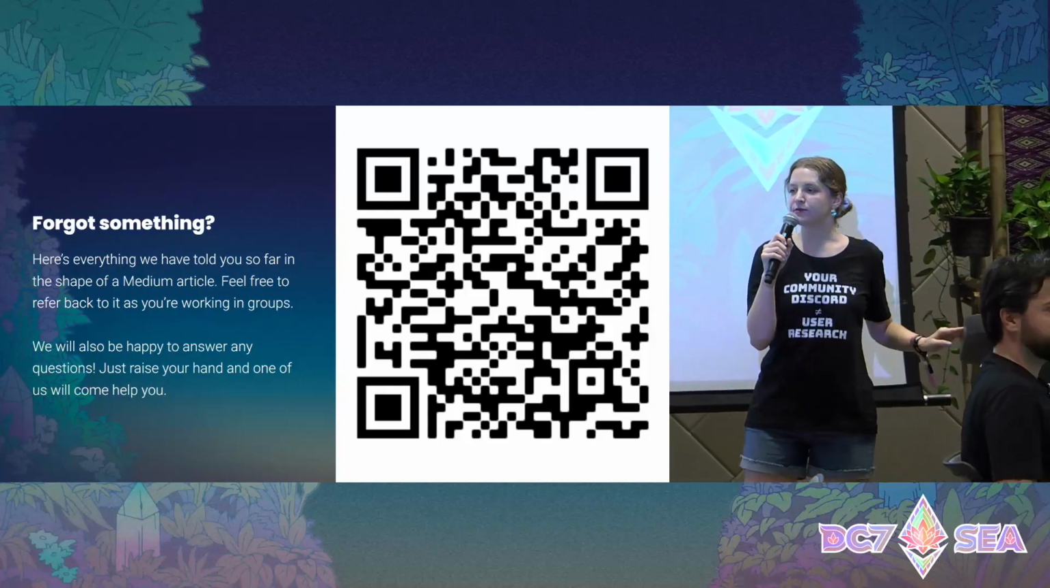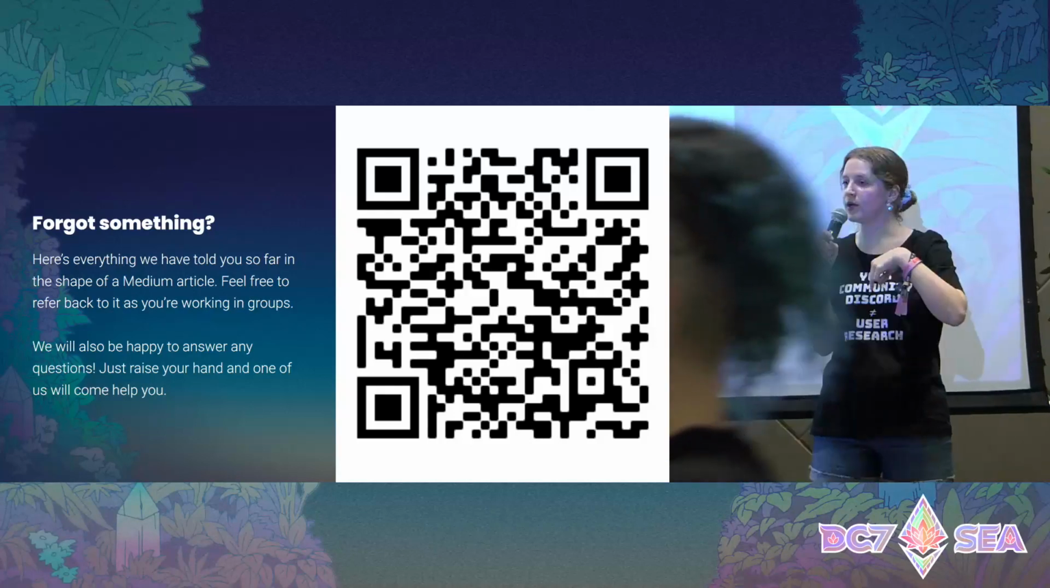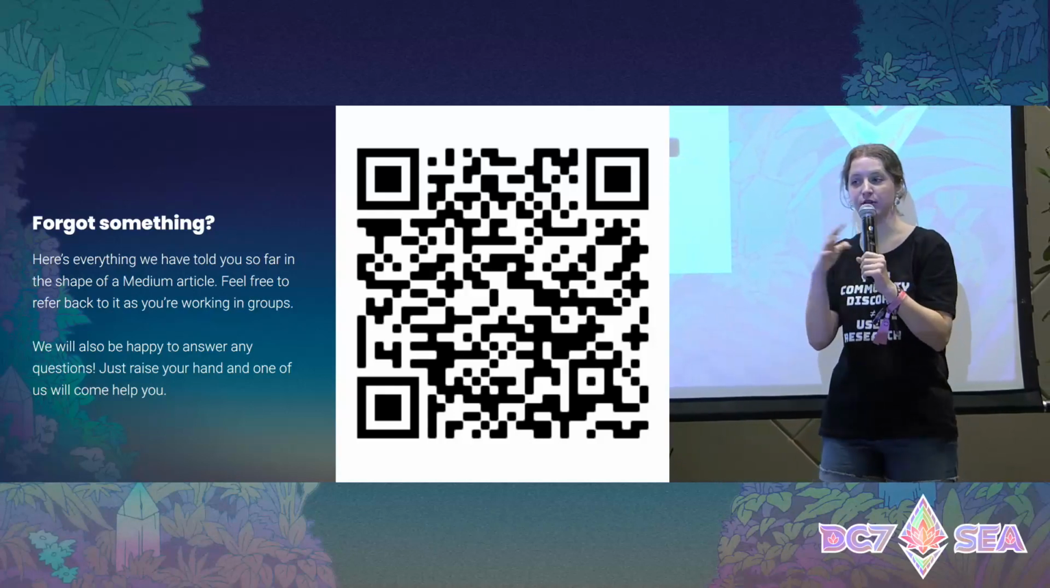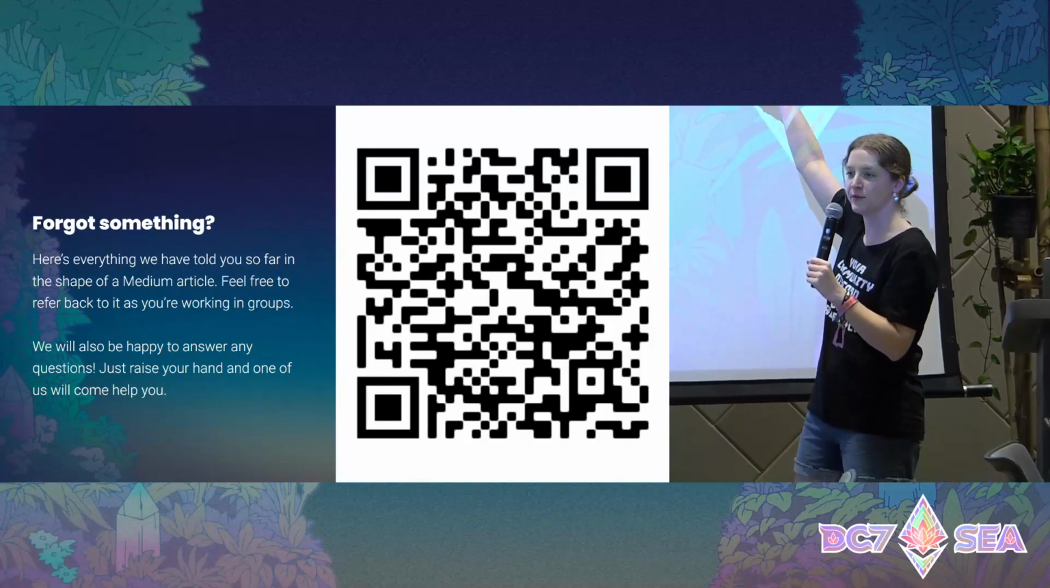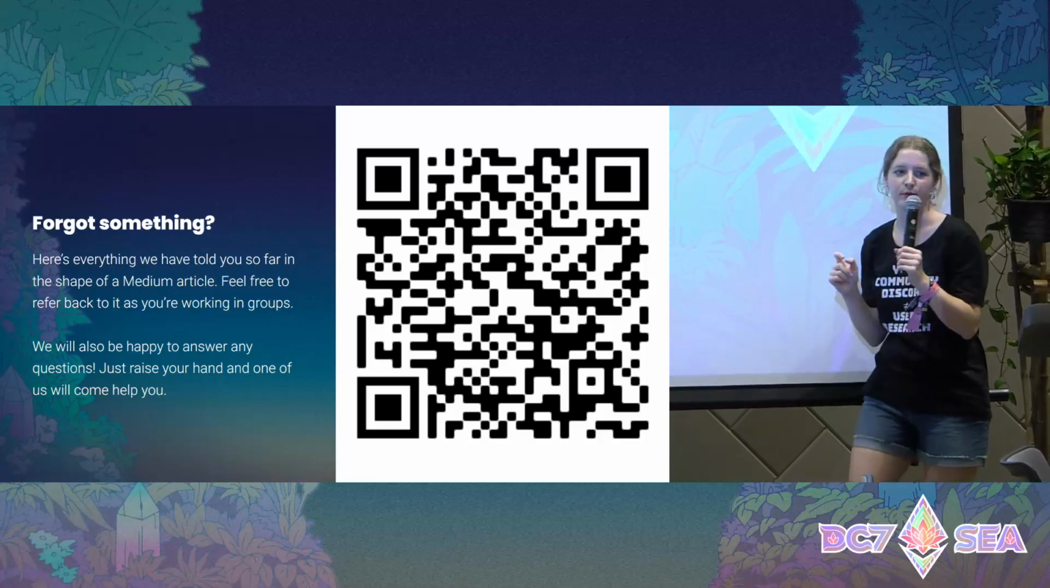If you need to refer back to any of the examples that we gave, any of the information that we shared during this talk, you can scan this QR code and find all that information in a Medium article as well to help you out.